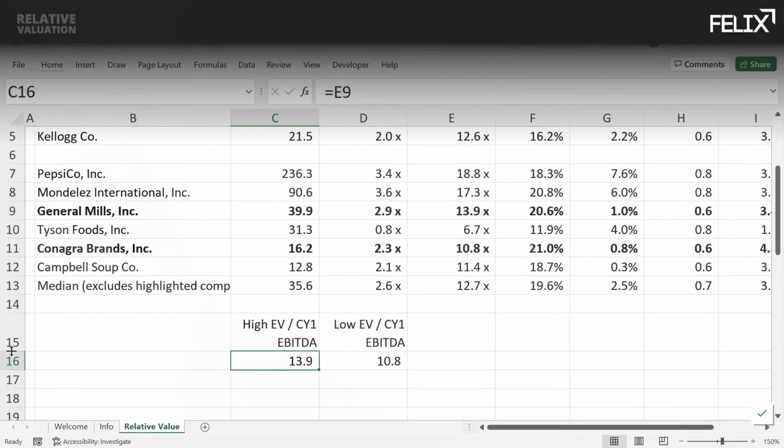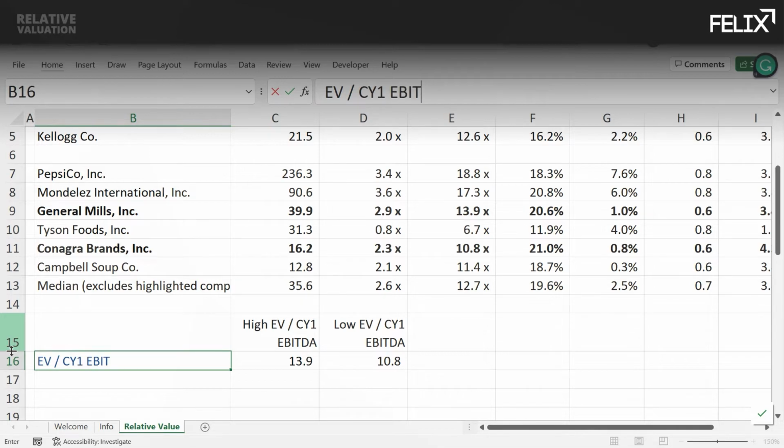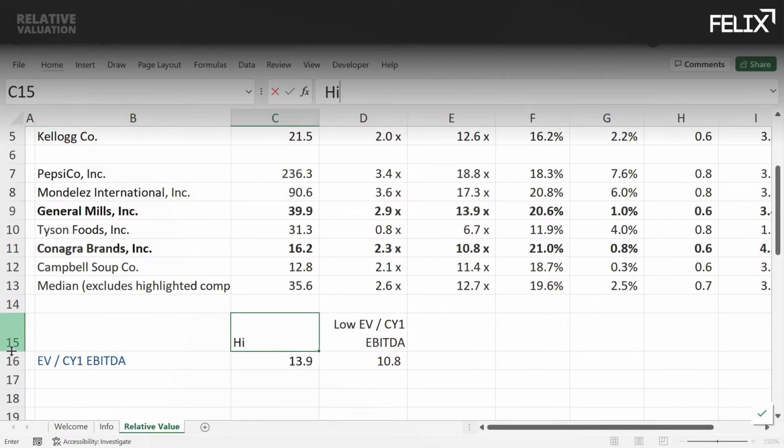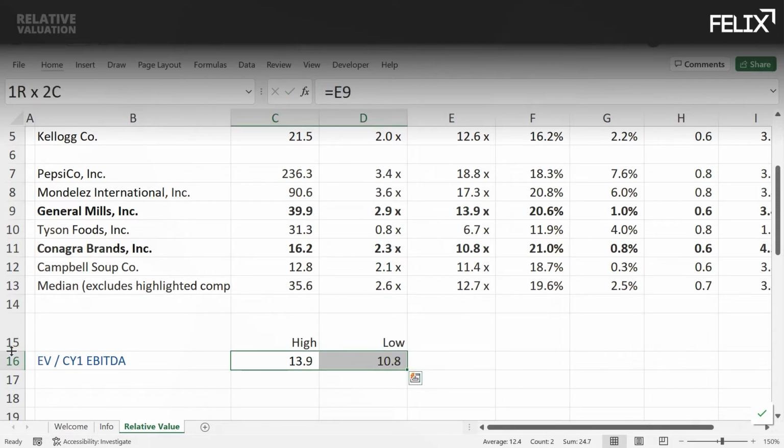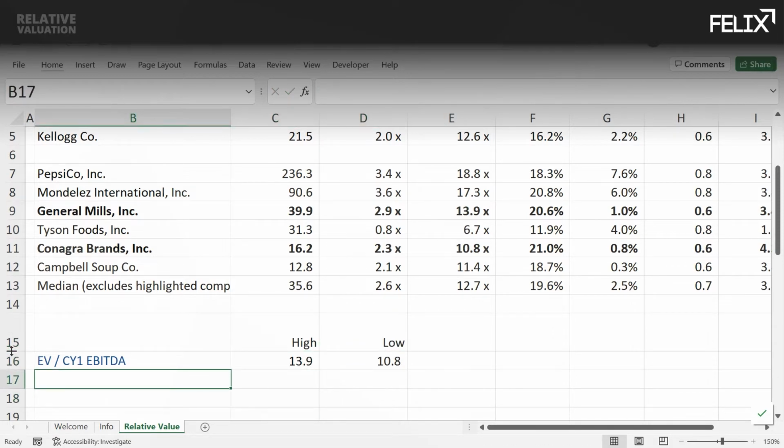Actually, I can just do CY1 EV to CY1 EBITDA here. And that can just be high and then low. That's actually a little bit clearer, isn't it? So those are the numbers I'm going to use. Then what I'm going to do is get the CY1 EBITDA for Kellogg, and I'm going to pull that.